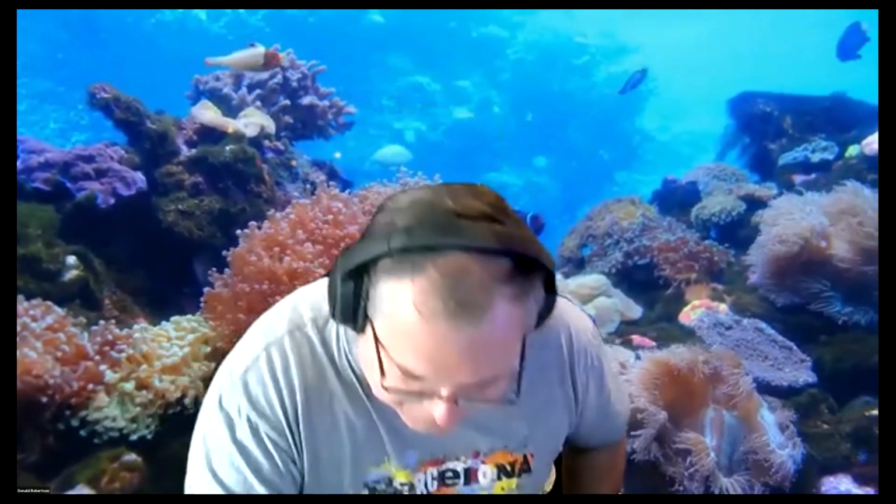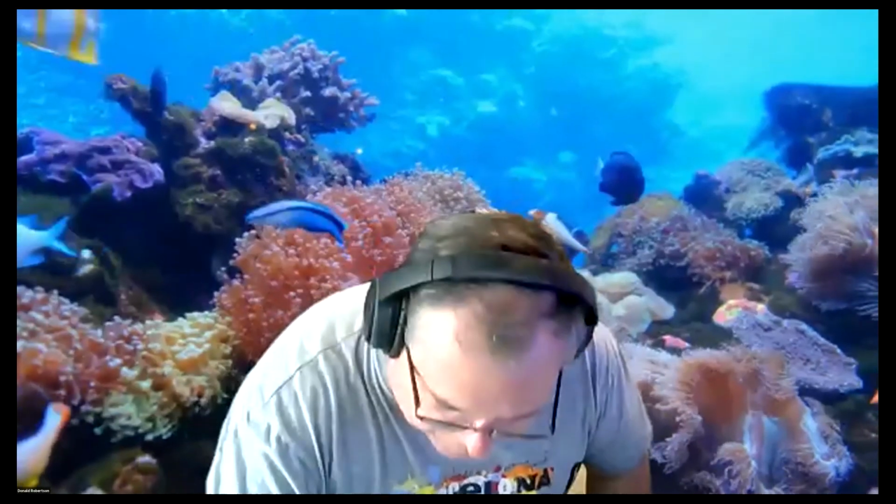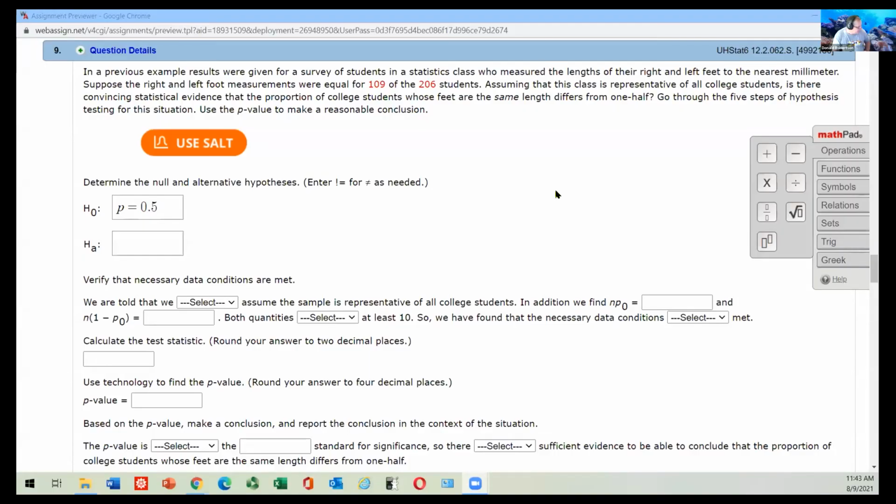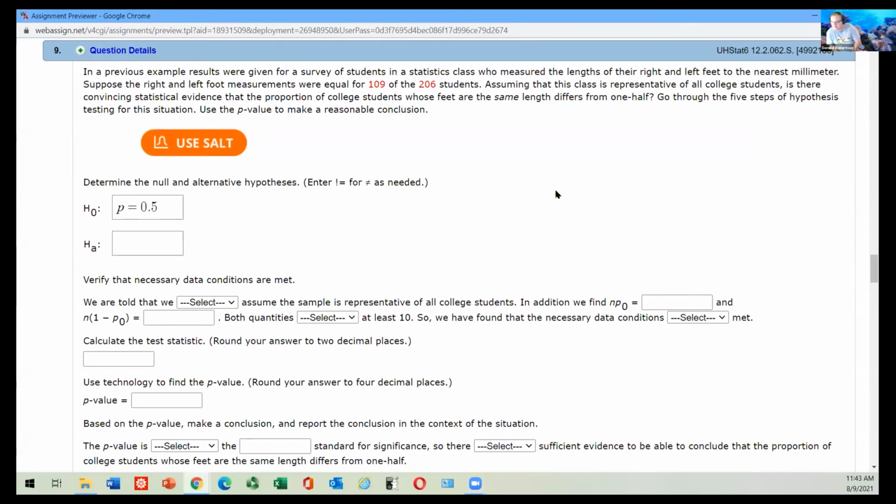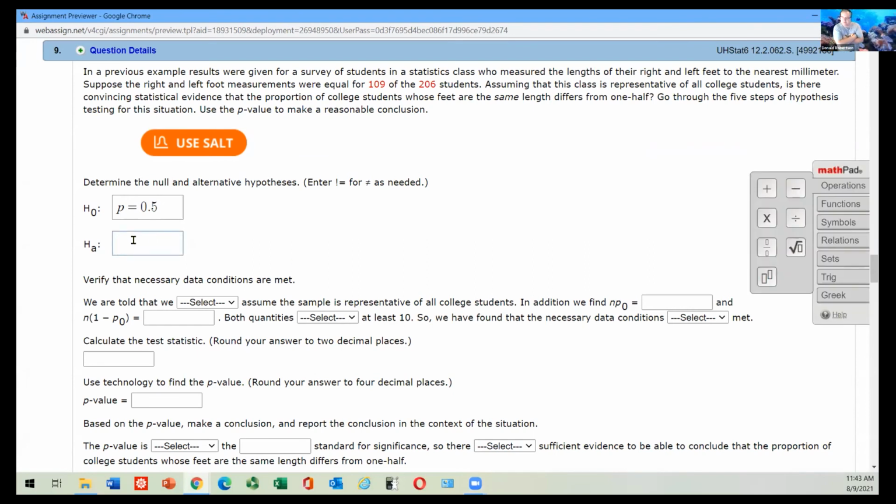Differs from a half. So when we do the null hypothesis, isn't it going to be 0.5? Right. Oh, sorry. Let me go in and share it. Right. Okay. 0.5, right? Differs from a half. Now, what will the alternate look like? Greater than 0.5, less than 0.5, or not equal to 0.5? What does a differ end up becoming?